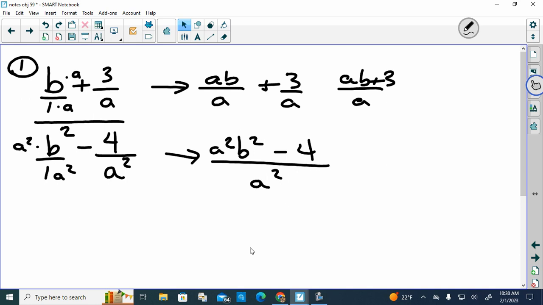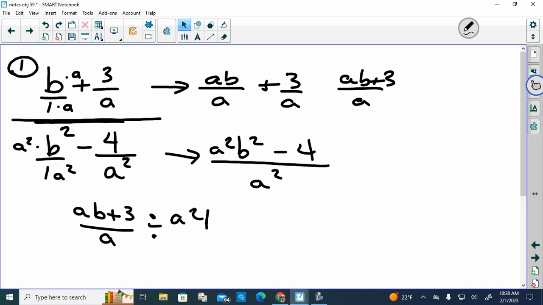We're just writing on this first one. You guys will find shortcuts and write things, okay? So I have ab plus 3 over a, that is being divided by a squared b squared minus 4 over a squared.